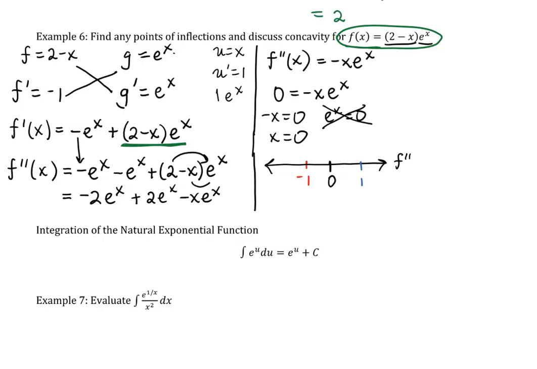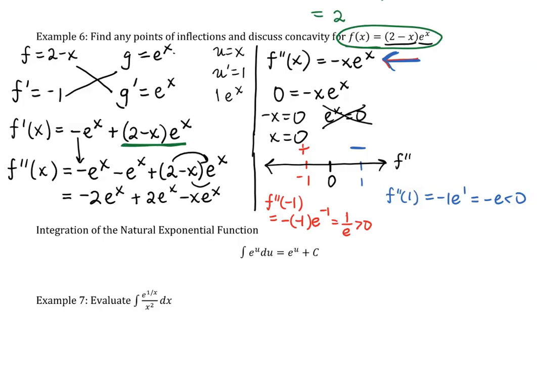I'm just going to test negative 1 and 1, and we're plugging both of these into the second derivative. F double prime of negative 1 is going to be negative 1 times e to the negative 1, which does come out to be a positive number because this is simply 1 over e, and that is greater than 0. Then I will be plugging 1 into our second derivative, f double prime of 1. That gives me negative 1 times e to the 1, which does come out to be a negative number because that is simply negative e.